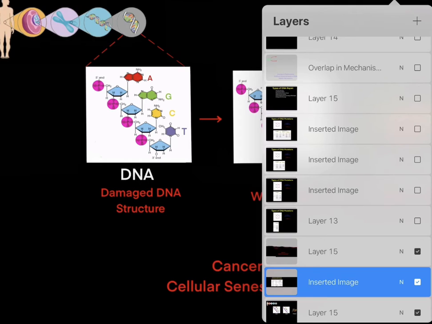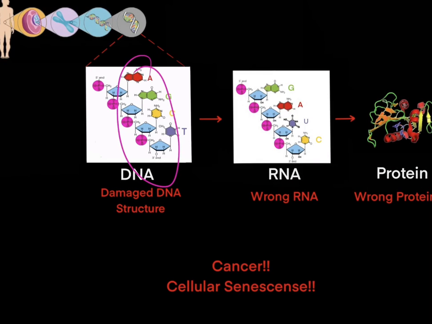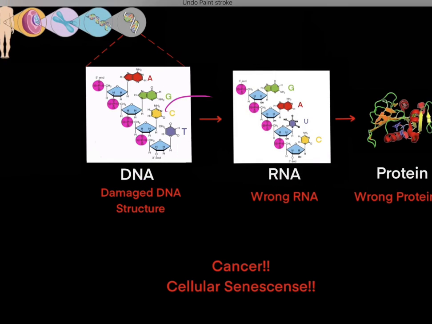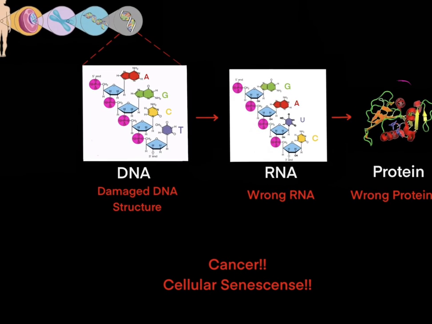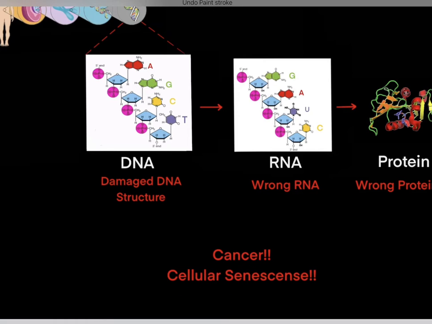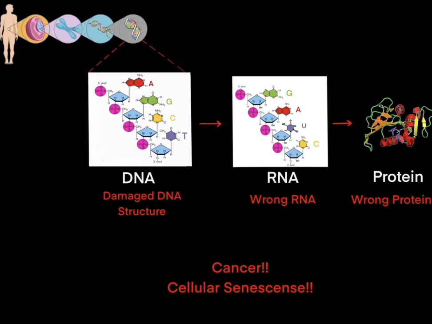So once we damage our DNA, that information is lost, and now we'll create the wrong RNA, which will then create wrong proteins. And now these proteins will not regulate the chemical reactions that occur in our body, and this can lead to cancer and cellular senescence and inflammation. So this is bad. So it's very important to maintain the integrity of our DNA molecules in our nuclei.